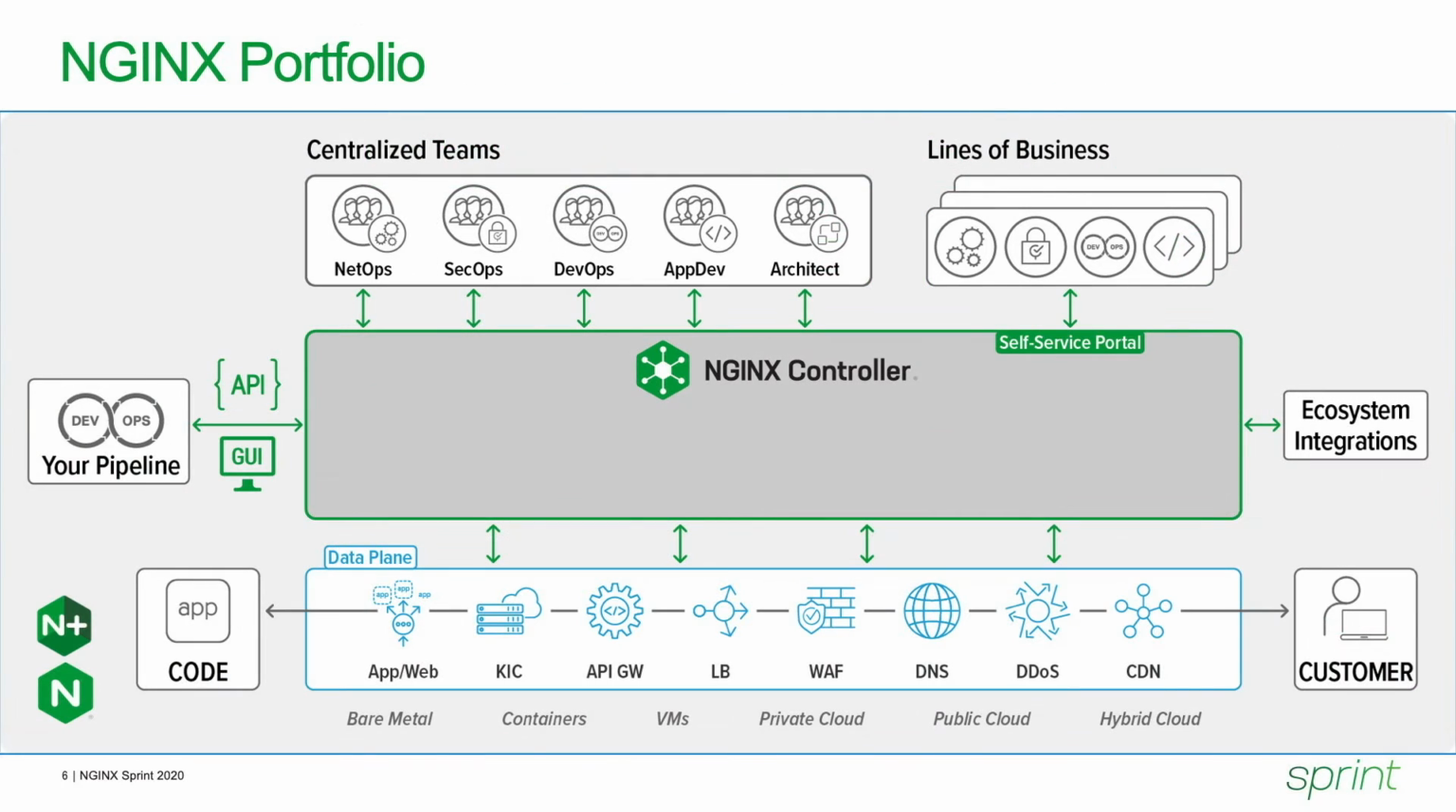So let's talk about some of the specific investments we're making. When we talk about the NGINX portfolio, we talk about it in broad terms as two different layers. Layer one is the data plane, represented by NGINX Open Source and NGINX Plus. Layer two is the control plane, represented by NGINX Controller. We are investing in application security specific for each layer.